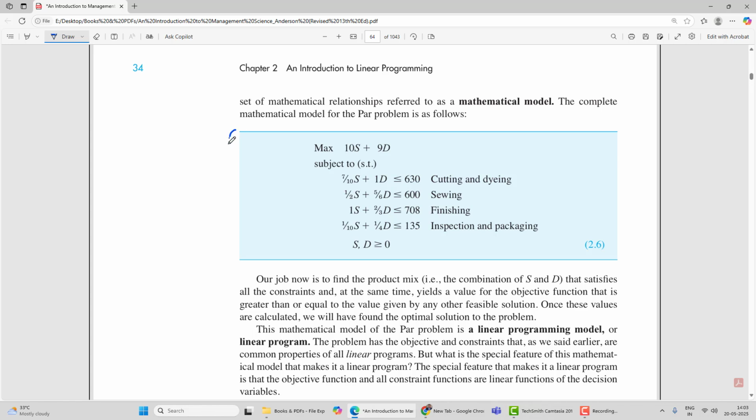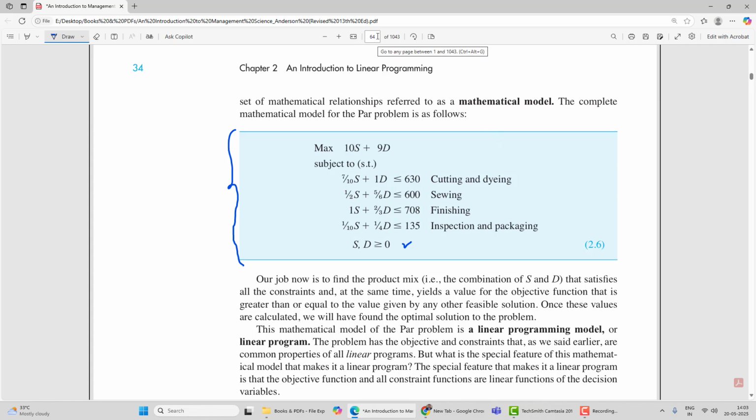This is the first step where the linear programming model is formulated. Maximize 10S plus 9D, which is my profit contribution, subject to the cutting and dyeing hours constraint, sewing hours constraint, finishing department hours constraint, inspection and packaging hours constraint, and obviously S and D should be non-negative. That is my last non-negativity constraint. Because there is no S square or S cube or D square, etc. involved, this is a linear equation and linear model.